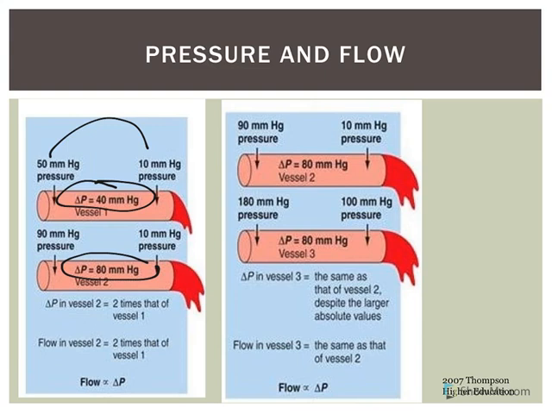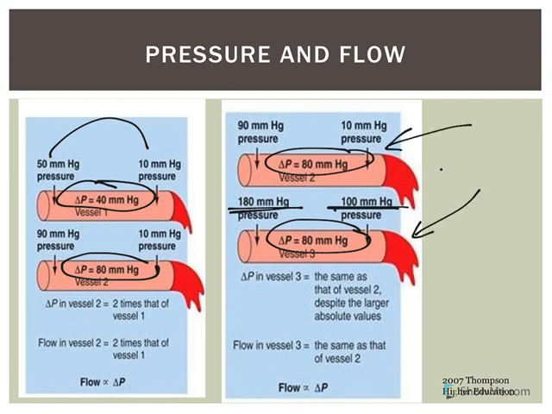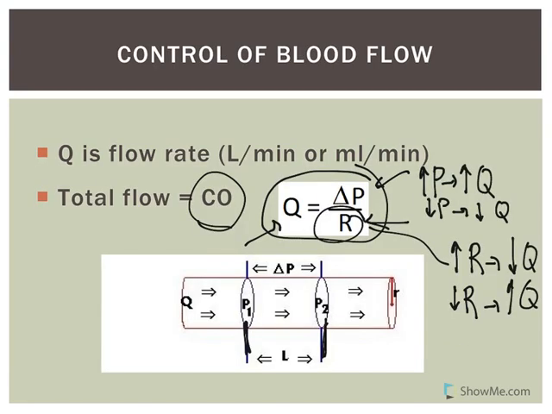Now, it's a pressure difference. It's a delta P. It's not absolute pressure. So if you notice over here, the pressure difference is the same. This one has much higher absolute pressures, but there's no difference in the pressure difference. It's still 80 millimeters of mercury, so they have the same flow rate. So it's pressure differences. So one of the things that could affect flow is the pressure difference.